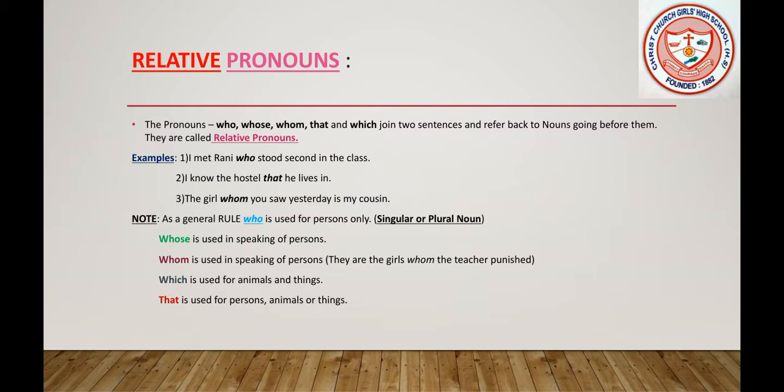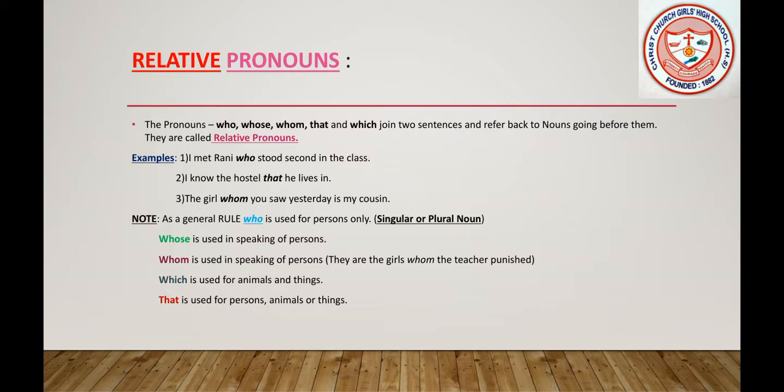Example 2. I know the hostel that he lives in. So that is the relative pronoun which refers to the hostel. Example 3. The girl whom you saw yesterday is my cousin. So whom is the relative pronoun in this sentence and whom refers to the girl. Note, as a general rule, who is used for persons only, both in singular or plural nouns. So who is generally used for persons with singular as well as plural nouns.